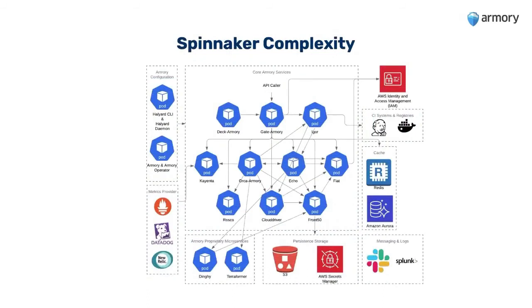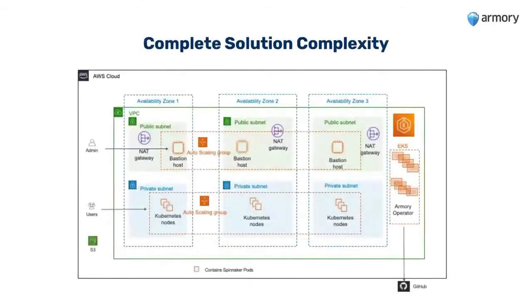And then we have Spinnaker. Spinnaker's microservice architecture sits inside the EKS cluster, and we're provisioning Spinnaker on top of this EKS cluster, which sits on top of the VPC, which utilizes Aurora. So there's a tremendous amount of complexity in this infrastructure. And then this is a diagram from our documents, and this is the complete infrastructure. This is the complete solution.